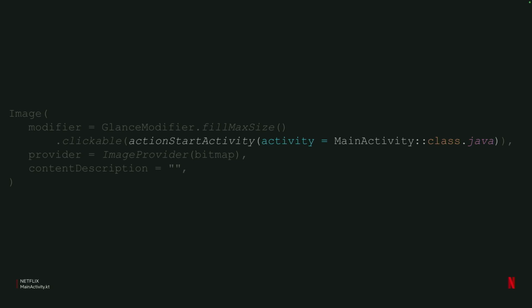You can use action send broadcast for broadcast receivers, action start service for any kind of service, so background services and foreground services. I think for foreground services, you still need to include an extra parameter dictating that it's a foreground service. And if that isn't enough for you, you can also extend the action callback class, and pass that class into the action run callback function. And for long running tasks, to avoid ANRs, you should use Work Manager for those.